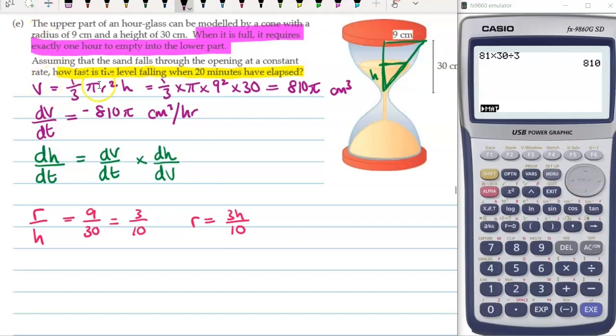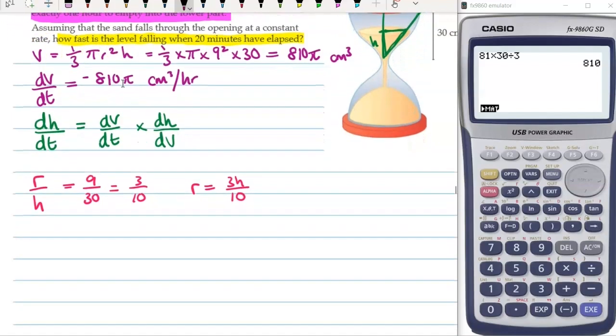So now back to this volume formula. We can now say the volume is equal to 1/3 pi (3h over 10) squared times by h. So this will be 1/3 pi times 9h cubed over 100. And we can simplify that. The 9 and the 3 cancel, so we have 3 pi h cubed over 100.